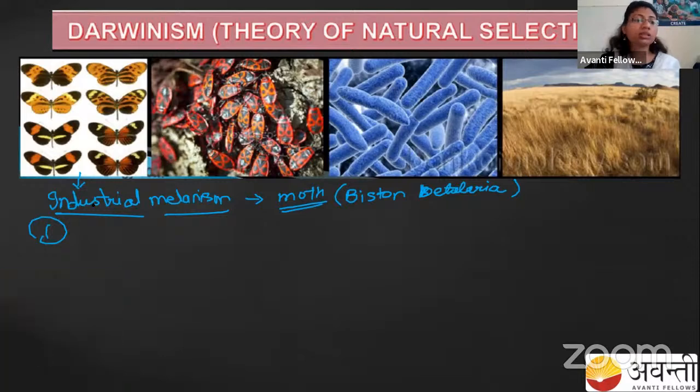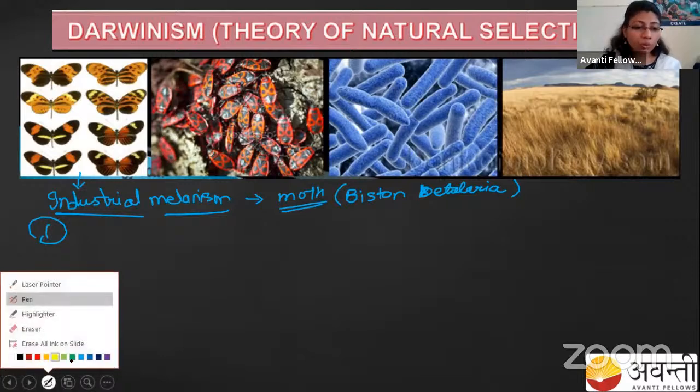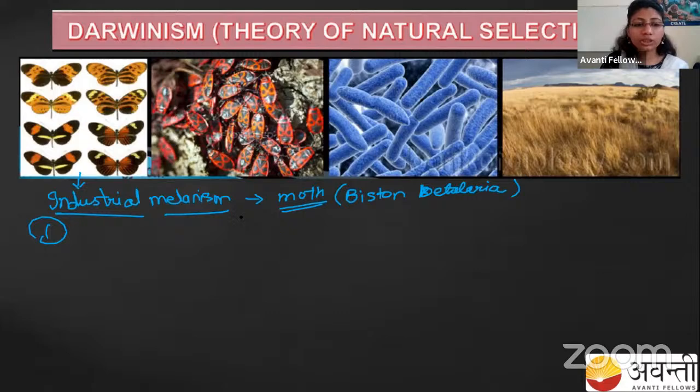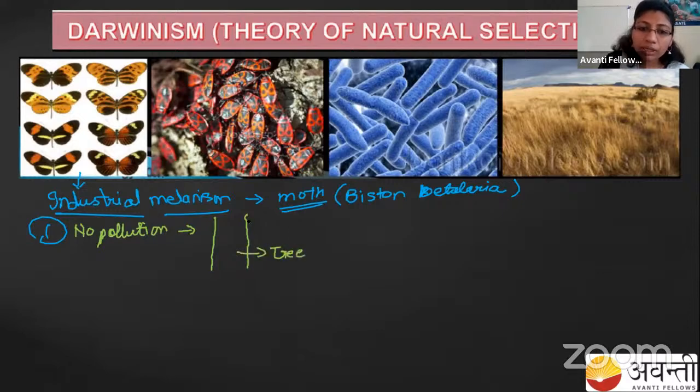let me change the color. We have no pollution. Initially, we do not have pollution. So when we do not have any kind of pollution, on the trees we can find the growth of lichen. And these lichens are lighter in color. They can be white or slightly grayish.